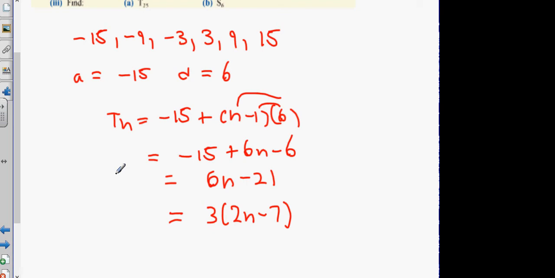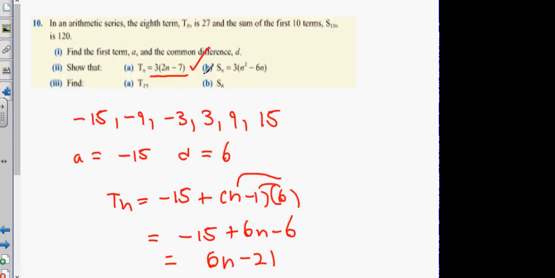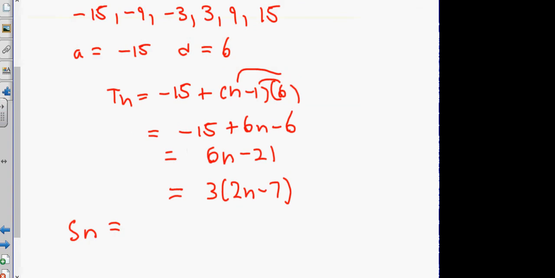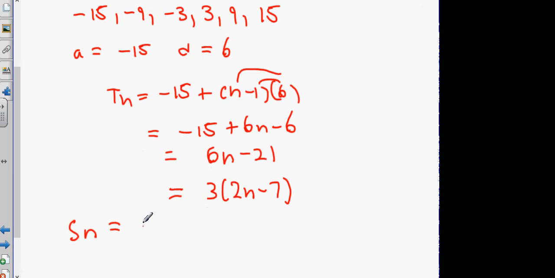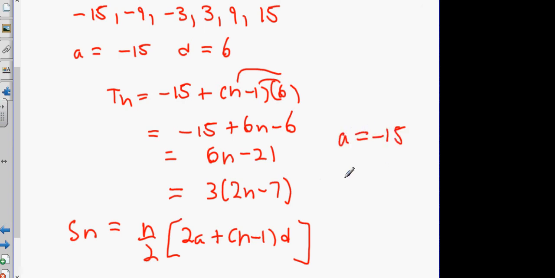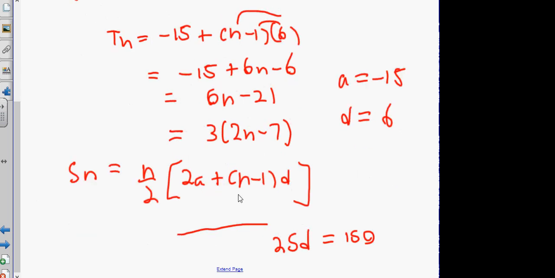Okay. Now, the next one is S of n. I've answered part A. That's the same as the original equation. Then, the S of n formula is the following: n over 2 into 2a plus n minus 1 times d. Okay. a is minus 15, d equals 6. You put in your numbers. Now, what is 2a? Can anybody tell me? 2 multiplied by a is?